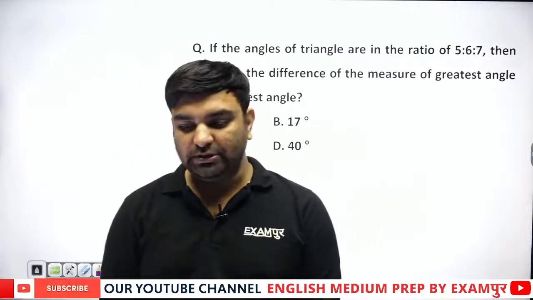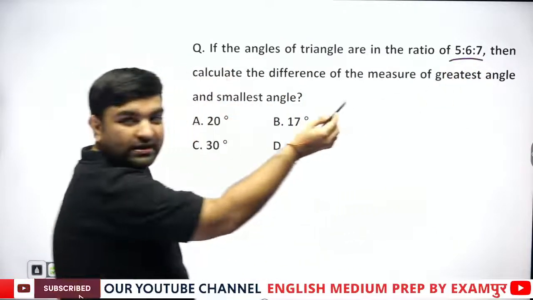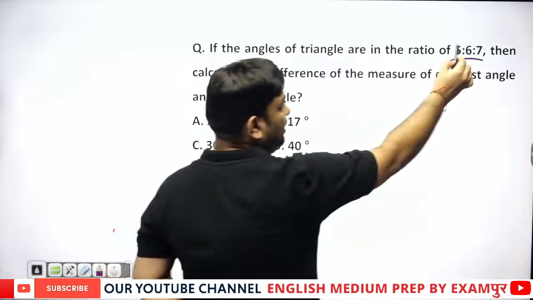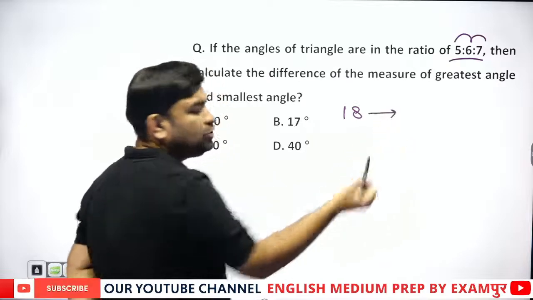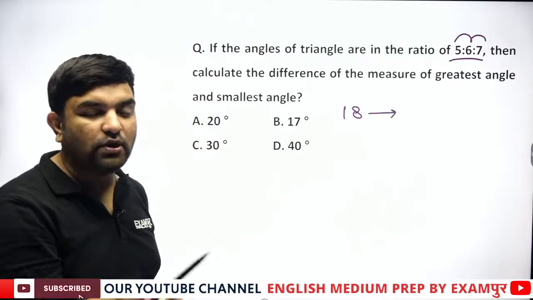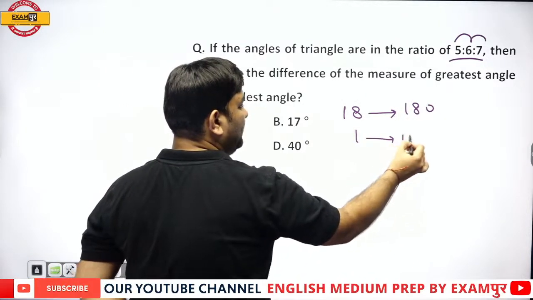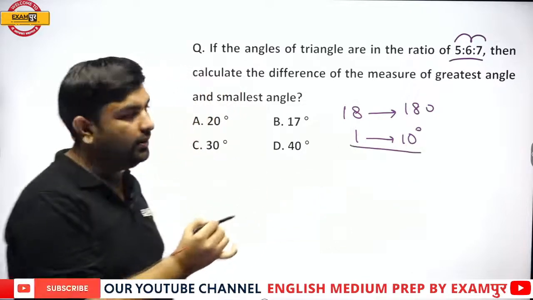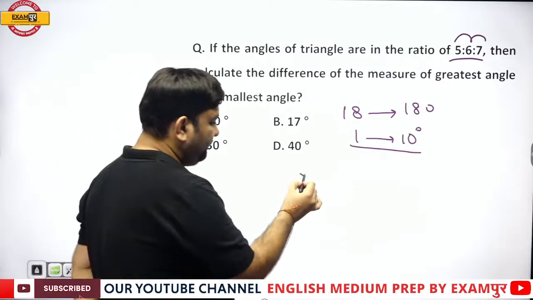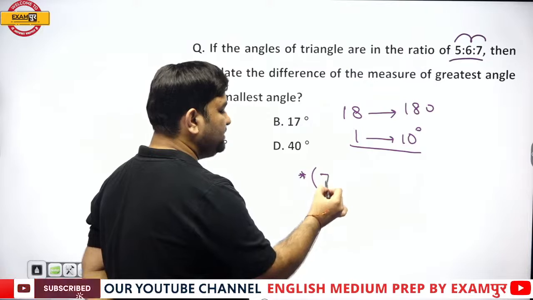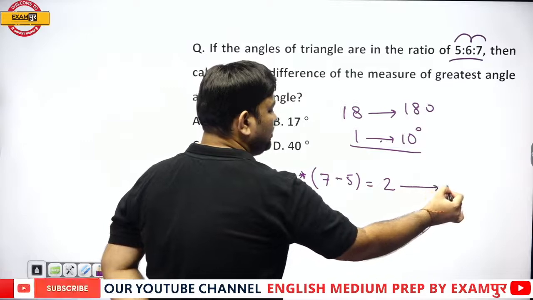Angles are in the ratio 5:6:7. So what is their sum according to the ratio? The sum according to the ratio is 5 plus 6 plus 7, 18. Actually the sum of angles of a triangle is 180 degrees, so 1 is equal to 10 degrees. The difference between the greatest and the smallest according to the ratio is 7 minus 5, 2. Since 1 is equal to 10, 2 is equal to 20 degrees. Answer.